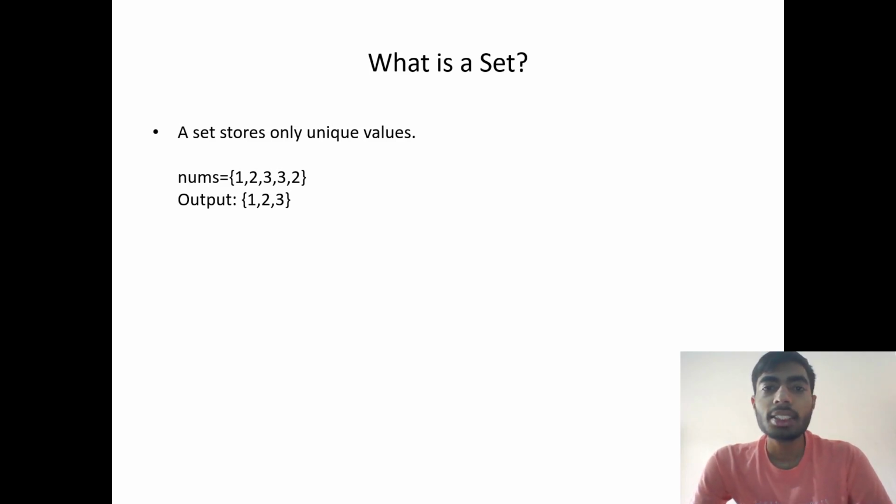Sets. A set is another collection type in Python. A set stores only unique values. If duplicate values are added, Python automatically removes the duplicates. In our example, the numbers 2 and 3 appear more than once. However, when Python displays the set, each value appears only once. Sets are very useful when we want to eliminate duplicate data.